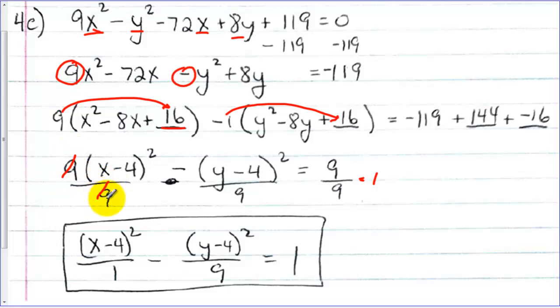Here that cancels. And again, we have a hyperbola. This would be a horizontal hyperbola. Our center is at 4, 4. Our A is 1, and our B is 3. So best of luck with doing your conversion from quadratic form to standard form.